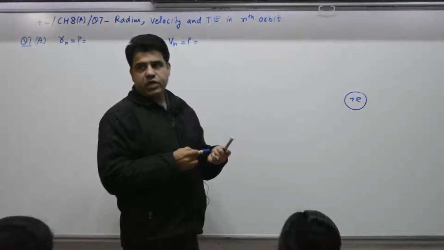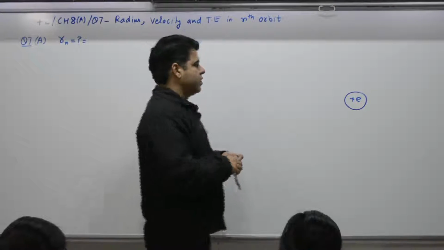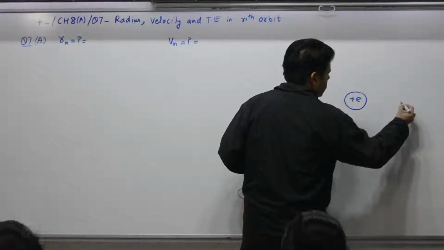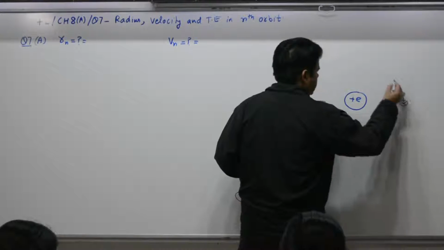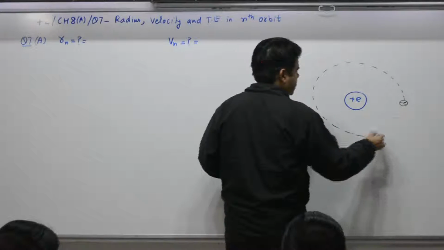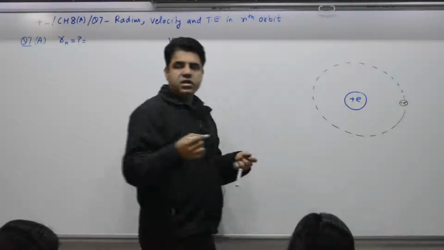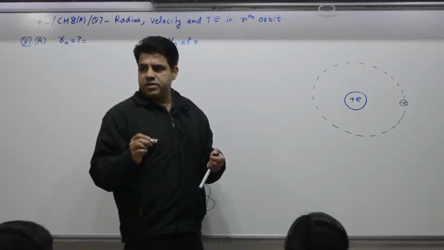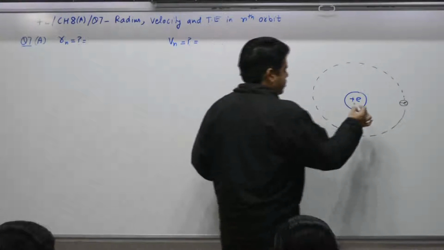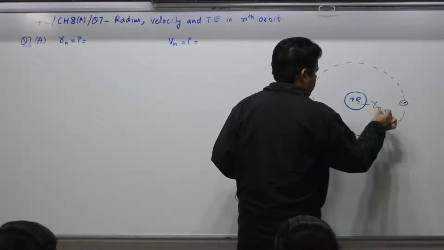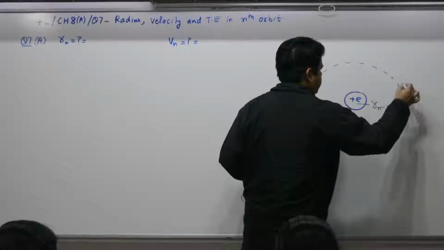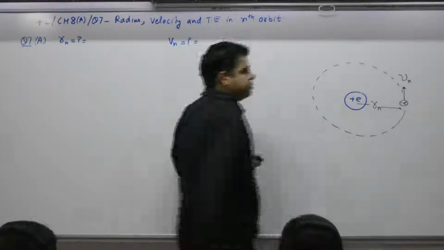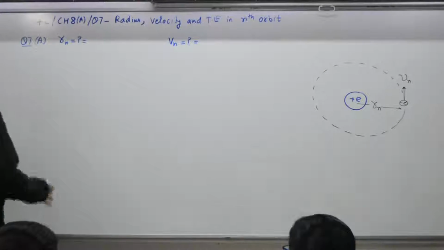At the center is the nucleus, with one proton. An electron moves around the nucleus in the first, second, third, fourth, any orbit. That means the nth orbit. So this radius is Rn, and the speed of the particle is Vn. This is what we need to find out.